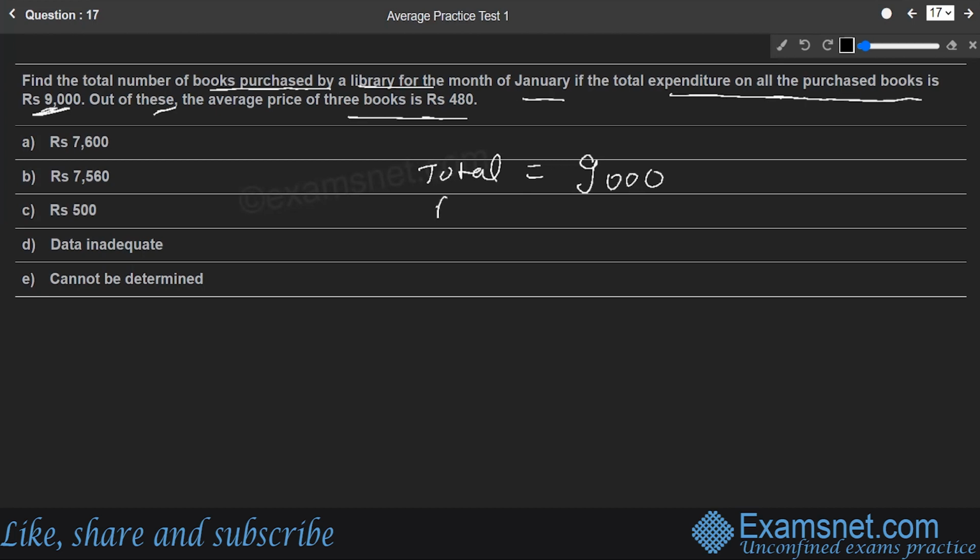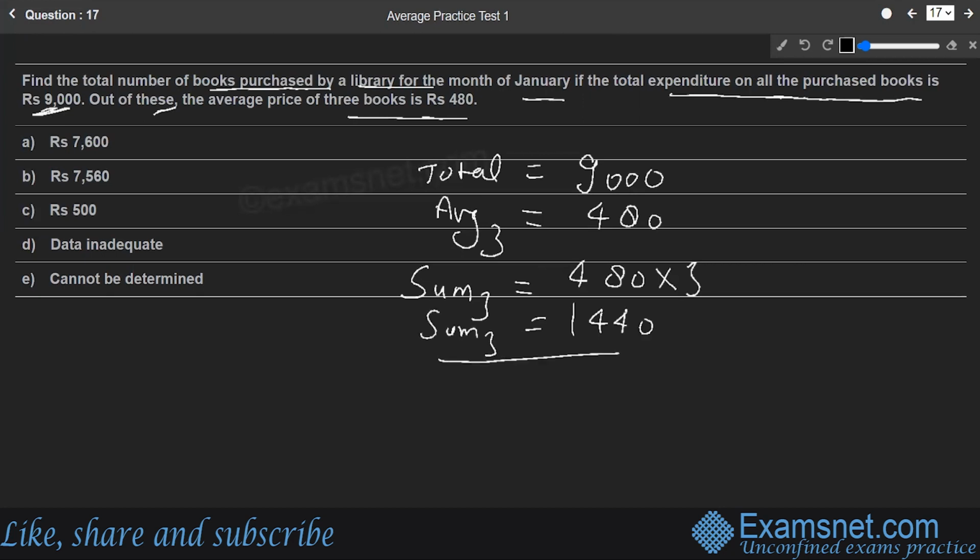So if the average price of 3 books is 480, what is the sum of these 3 books' prices? It is obviously going to be the average multiplied by the number of things involved, that is 3. How much is the sum of these 3 books? 480 into 3 is 1440. So this is the sum of those 3 books that he has given randomly from in between.